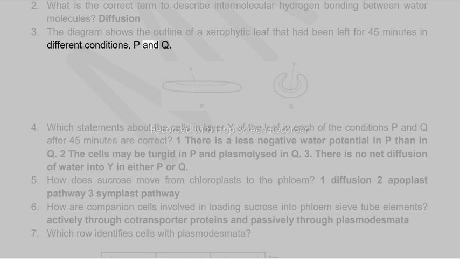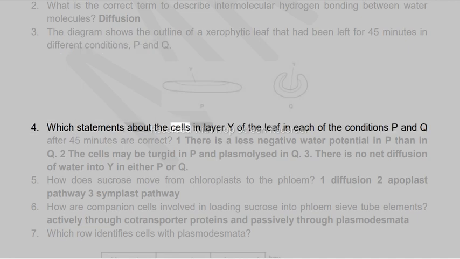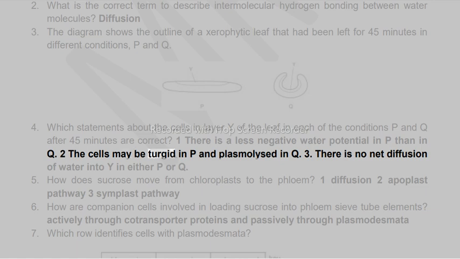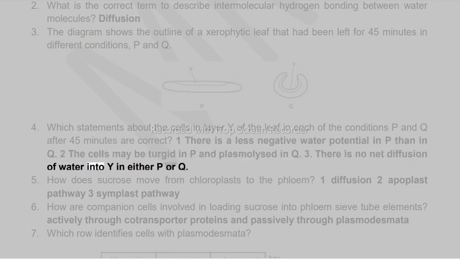4. Which statements about the cells in layer Y of the leaf in each of the conditions P and Q after 45 minutes are correct? 1. There is a less negative water potential in P than in Q. 2. The cells may be turgid in P and plasmolyzed in Q. 3. There is no net diffusion of water into Y in either P or Q.